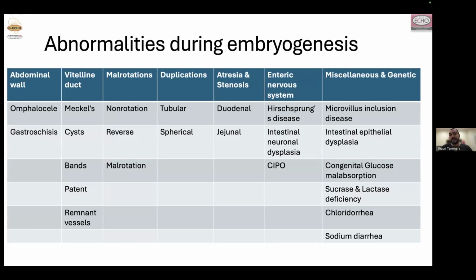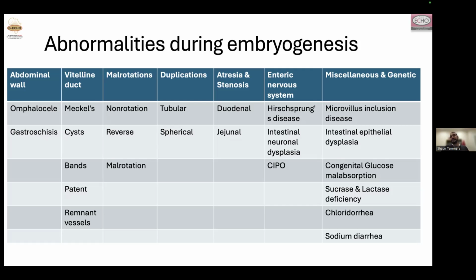This table illustrates the important abnormalities that we see. So first, there can be abnormalities of the abdominal wall, of which omphalocele and gastroschisis are the most common. There can be abnormalities of the vitelline duct, of which a Meckel's diverticulum is by far the most common abnormality that we see there. There can be malrotations. The rotations can either be non-rotated, reversed, or completely malrotated. There can be duplications. Atresia and stenosis commonly seen within the duodenal and jejunal loops, and then abnormalities of the enteric nervous system, of which Hirschsprung's disease is the prototype disease there.